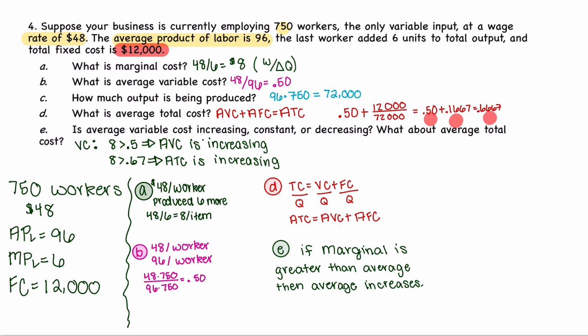Is average variable cost increasing, constant, or decreasing? What about average total costs? If our marginal is greater than our average, then our average is increasing. So since 8 is greater than 0.5, average variable cost is increasing. Since 8 is greater than 0.67, average total cost is increasing.